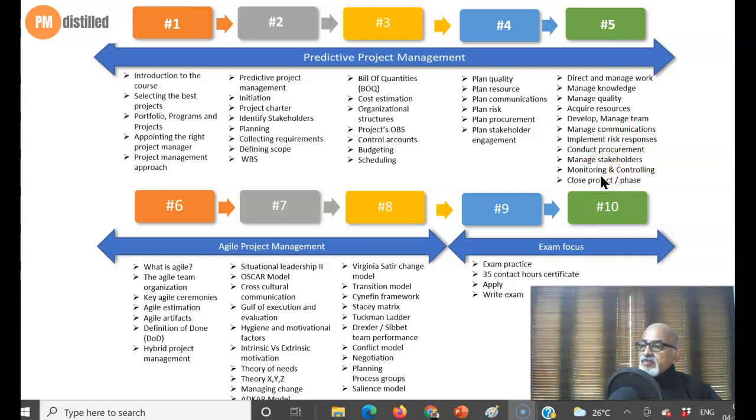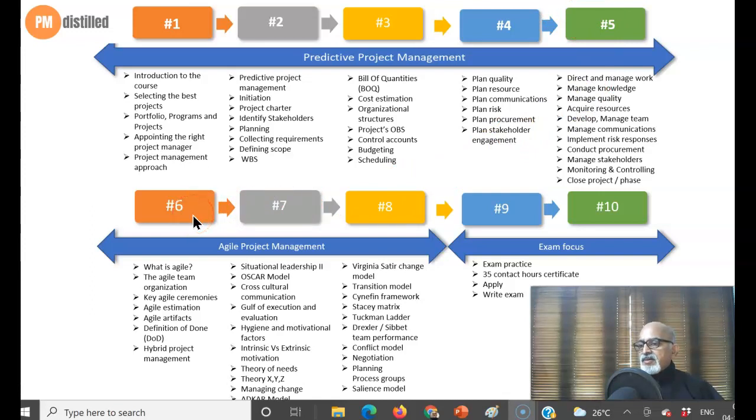And then we spend a lot of time discussing monitoring and controlling. Here our focus will be on earned value management. And then we get on to closing the project or phase. So in iterations 1 to 5, the focus is on predictive project management. Then we move on to iteration 6.